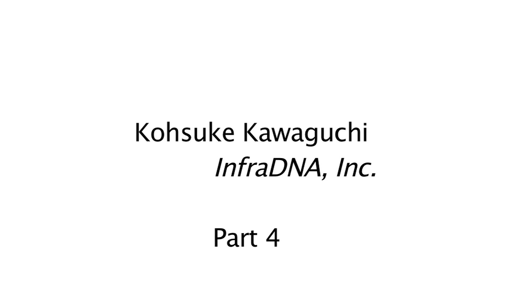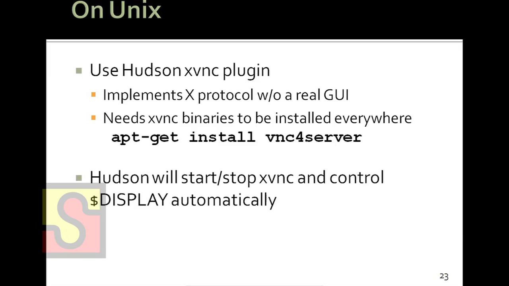So on Unix, or in Linux or Solaris or HPUX, the easiest way to achieve that is by running the Xvnc plugin. Xvnc is an implementation of the X protocol, but without using a real GUI. And then Hudson has a plugin for Xvnc. So you still have to manually install the VNC server on all the environments that you're going to run it on. But in most modern Unix systems, this is pretty easy.